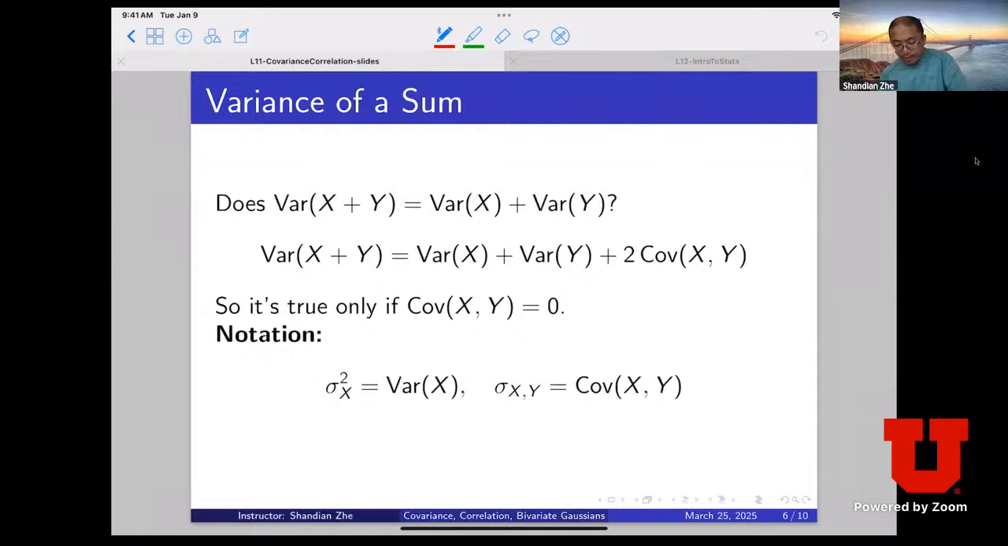For convenience, we usually use sigma square as the notation for the variance of a single variable. See, this subscript x represents that this is the variance for the random variable x. So if you want to denote the covariance between two random variables, then we use the subscript x comma y to represent it. So sigma x comma y denotes the covariance between x and y.